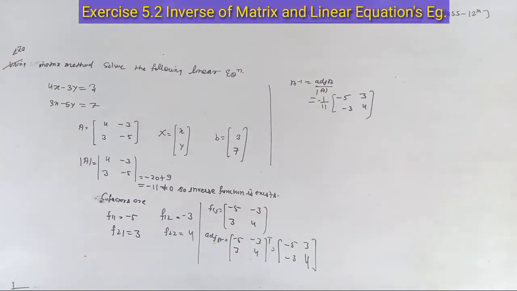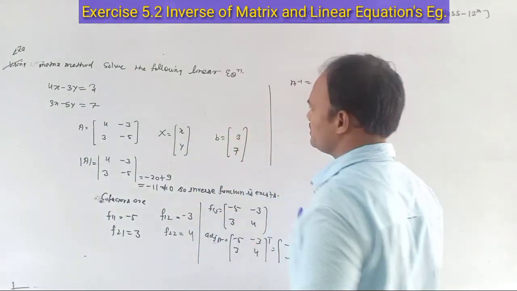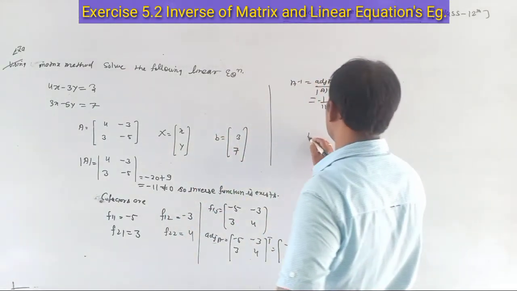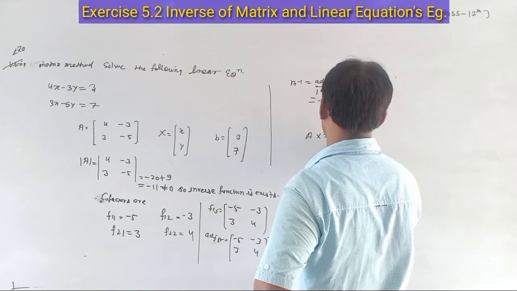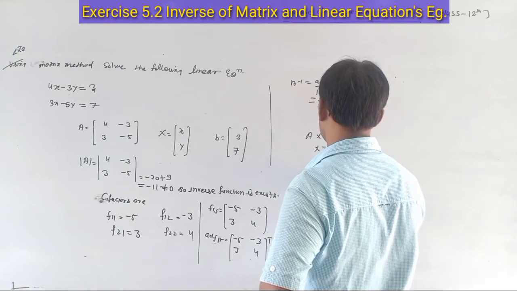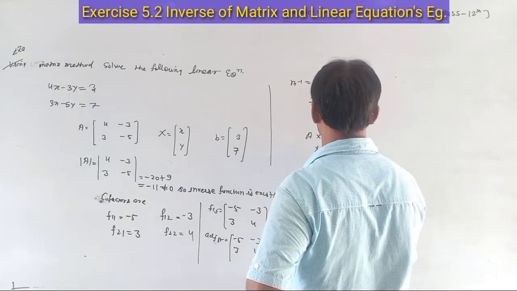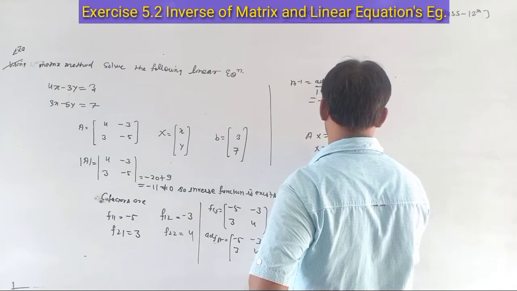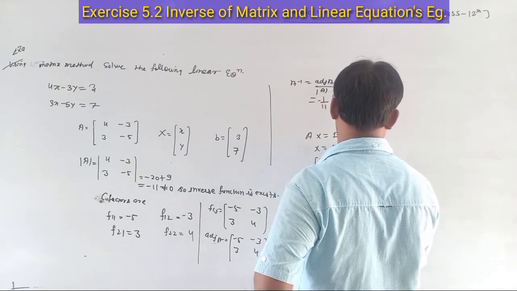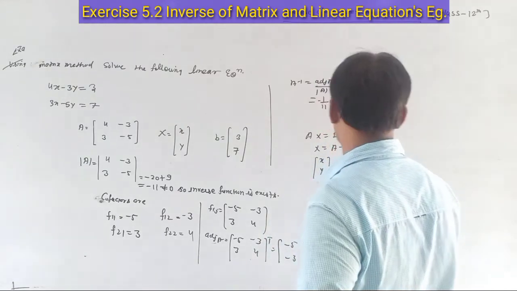Okay, so now we have to solve this. We know very well that Ax equal B means x equal A inverse B. X means x and y, A inverse is minus 1 upon 11 times minus 5, 3, minus 3, 4, and the value of B is 3 and 7.